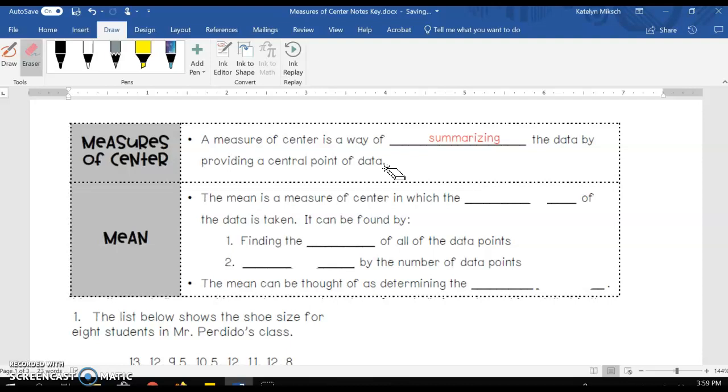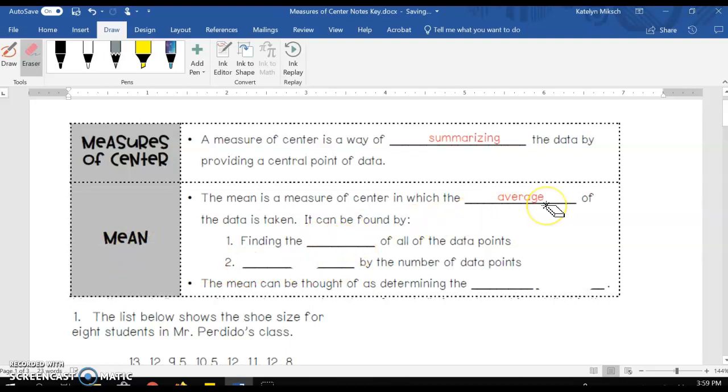The first one is mean. It sounds weird. It's spelled like the word mean, like you're being mean to me. Stop it. But it's a measure of center also. It's a measure of center in which the average of the data is taken. So mean and average are the same thing. They're synonyms. If I say average, that's the same thing as finding the mean. In normal life, we usually talk about average. In math, we will say the word mean.